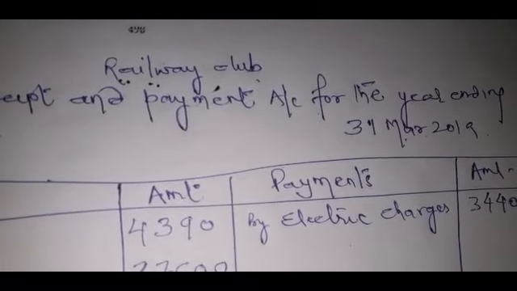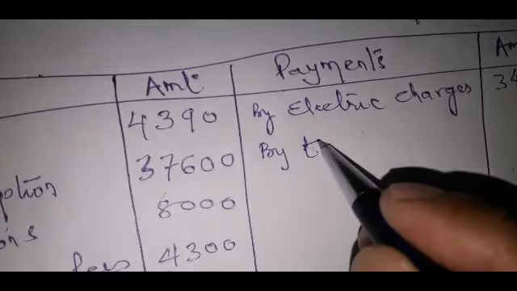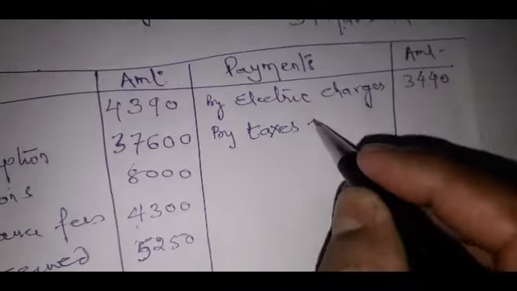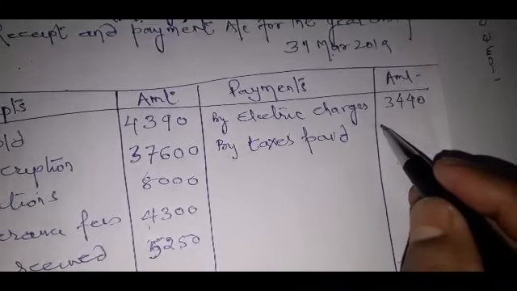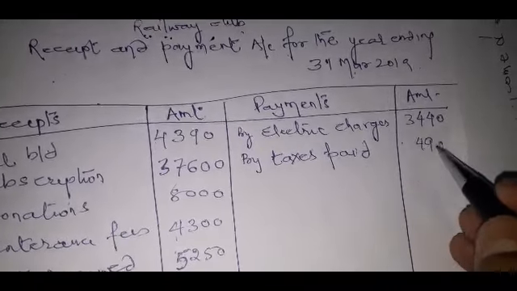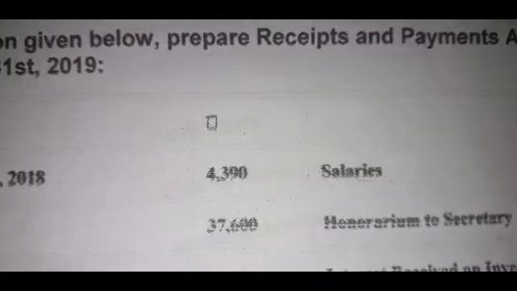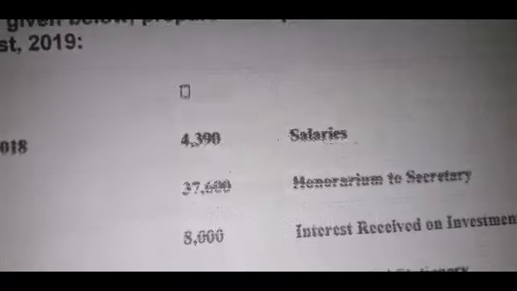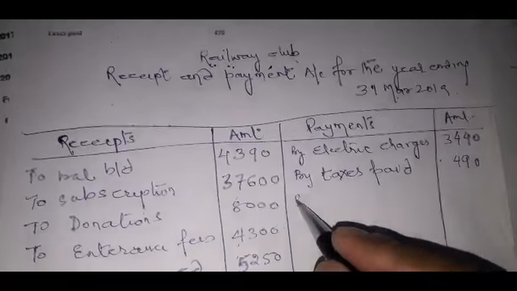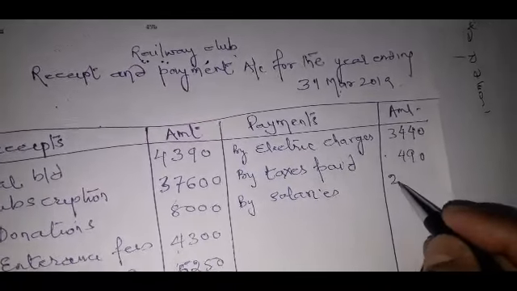Next is your taxes paid. Taxes paid again is a payment. So by taxes paid, on the payment side, amount is 490 rupees. Then next item is your salaries. Salaries again, it's an expense for a club. So on the payment side, salaries paid are total 21,500.